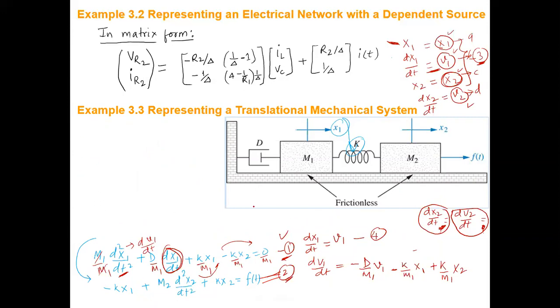So now let's figure out, we got dx1 dt, we got dv1 dt. Now we need to get dx2 dt. So how do you get dx2 dt? Dx2 dt is v2. It's easy. So you can simply write dx2 dt equals v2. Okay, you have 4, this is 5. Let me call this 6.